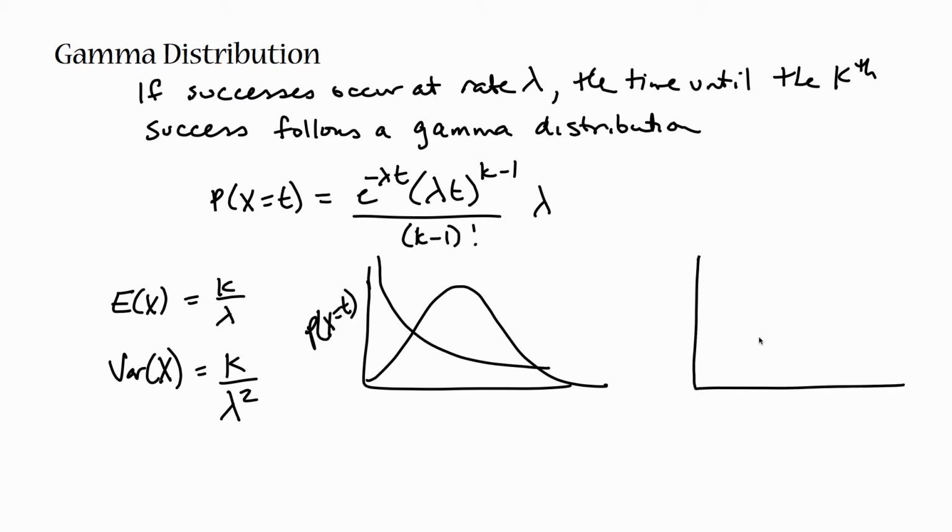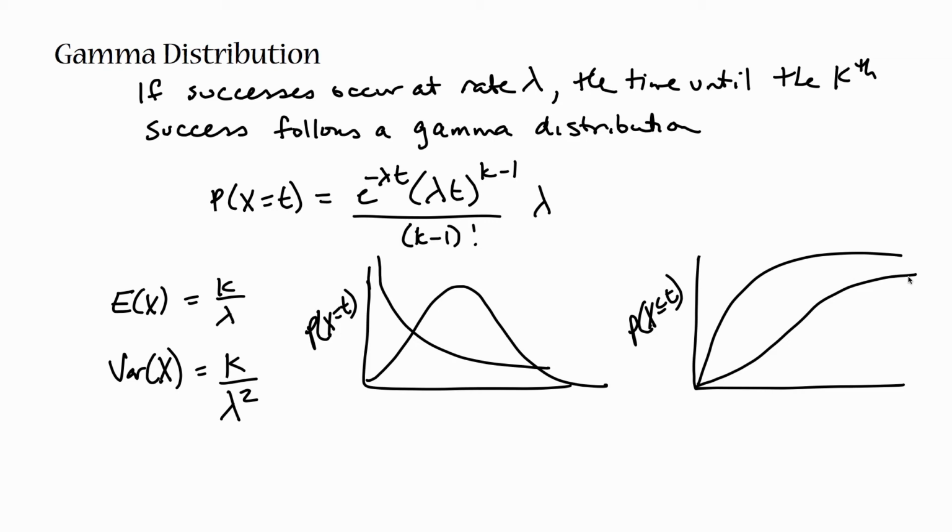And the cumulative density function, the probability that x is less than or equal to t, tends to be saturating, depending again on what the values of lambda and k are. As always, if lambda is high and k is not so high, it'll saturate pretty quickly. If lambda is small or k is large, it'll saturate in a more sigmoid way.